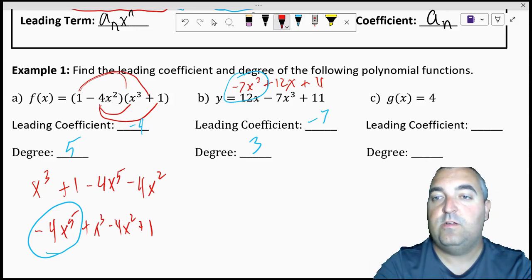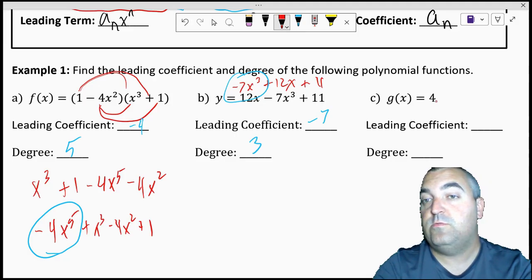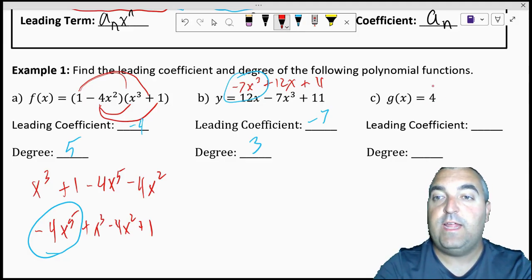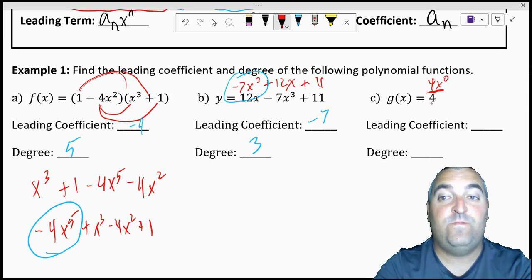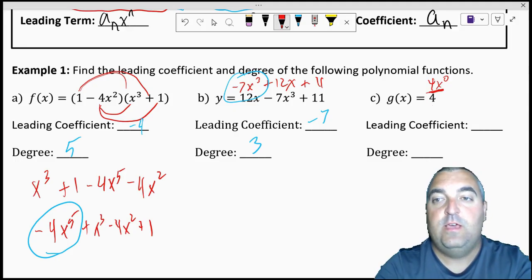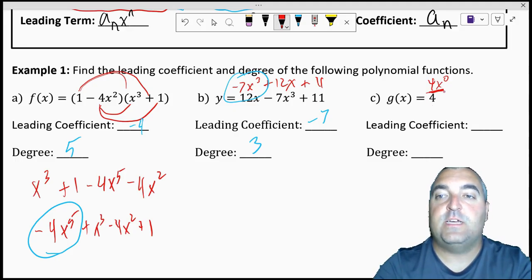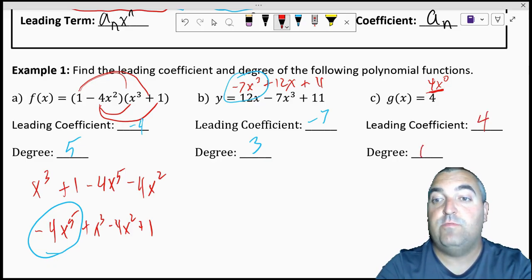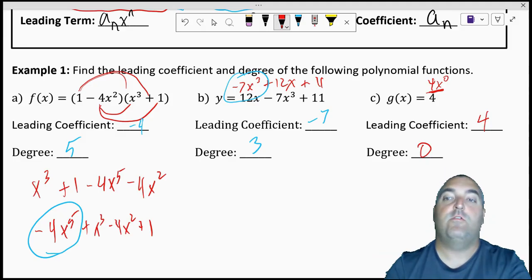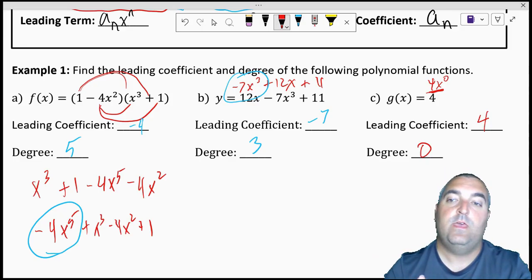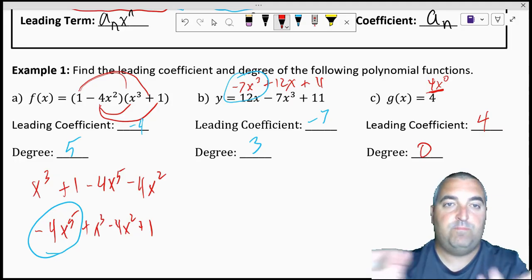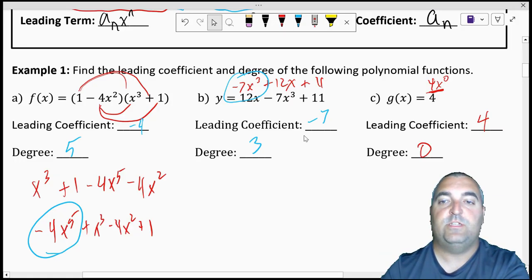And this last one here is a special case. When there is no x, we can actually rewrite this as 4 times x to the 0. The reason we can do that is because x to the 0 is 1. 4 times 1 is 4, so we get what we started with. So we didn't change anything. But this makes it clear now that my leading coefficient is 4. And then my degree, which is the tricky part here, is actually 0 if there are no x's. Okay. So there's your 3 basic examples whenever they ask for leading coefficient and degree.